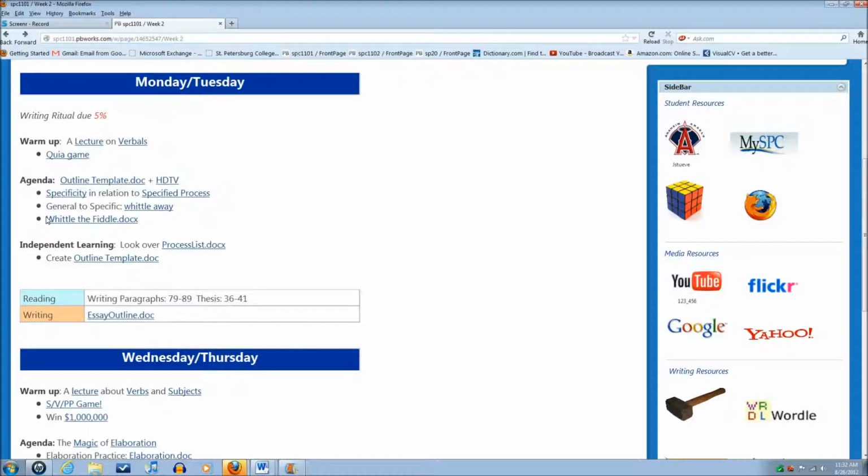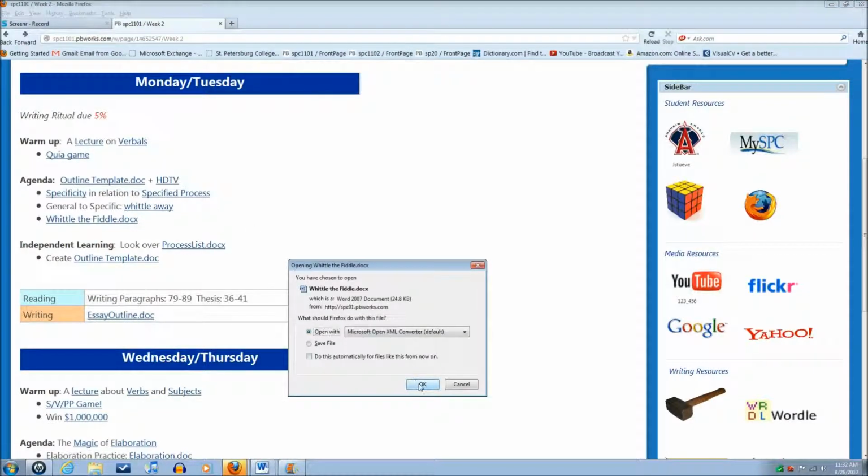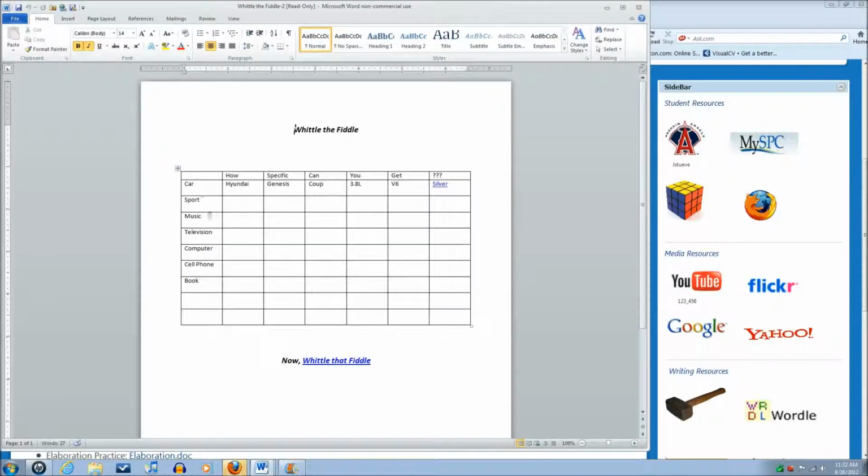You should be thinking the same way when trying Whittle the Fiddle. If you look at the document, you'll see the general is on the left, and your job is to get as specific as you possibly can get. This will hopefully help you practice and start thinking about specifics.